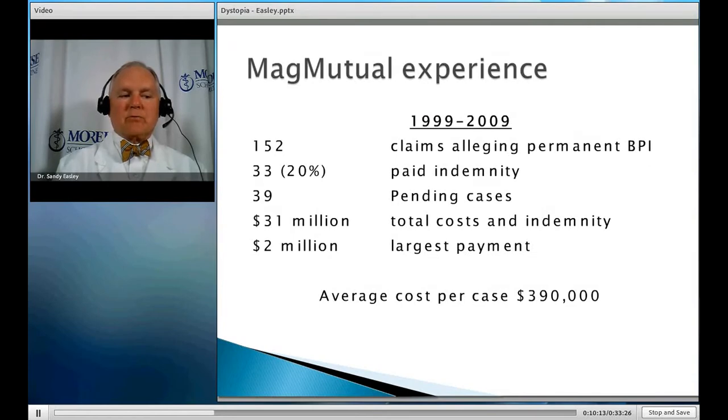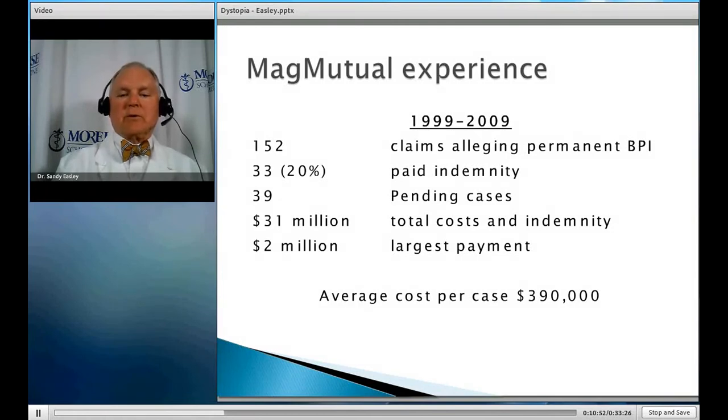MagMutual insures over 17,000 physicians in the Southeast. Most, 13,000 of these, are physicians in Georgia, North Carolina, and Florida, and account for most of the malpractice activity. In this 10-year period, MagMutual had 152 claims alleging permanent brachial plexus injury. The company paid indemnity on 20% of those claims, so 80% of those claims were closed without any payment.